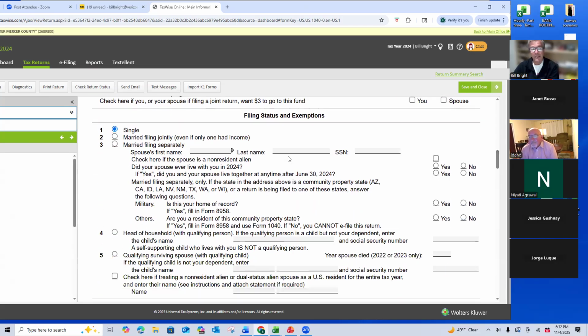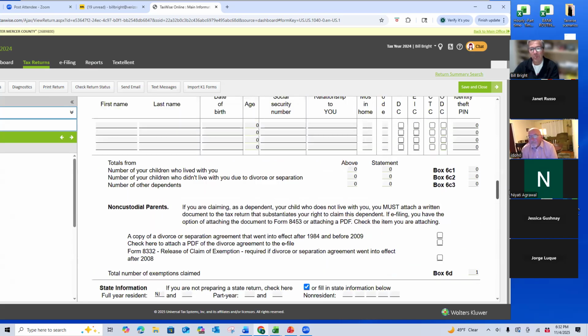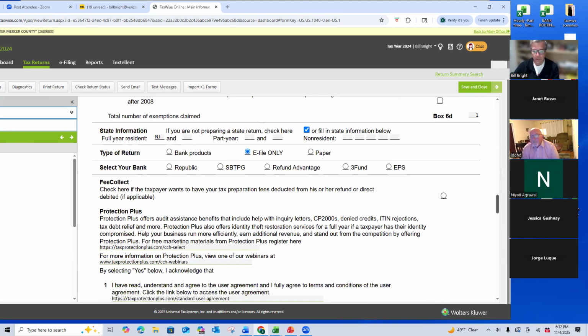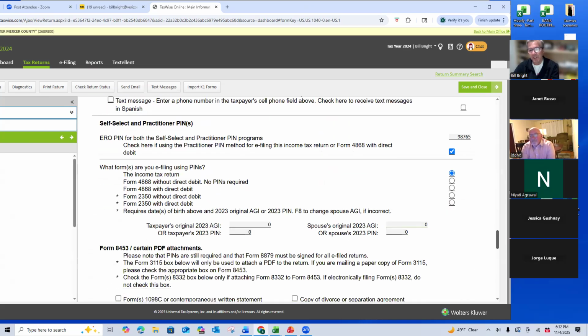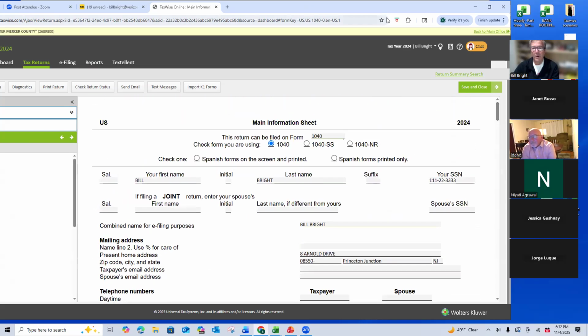So I click on single, that's it. It's that simple. And now at the bottom here, there's some more boilerplate that we'll get into, but everything defaults to preparing a New Jersey full year resident return. We'll go through some other issues. The stuff at the bottom here is generally stuff for me. That'll be hard coded for everybody.